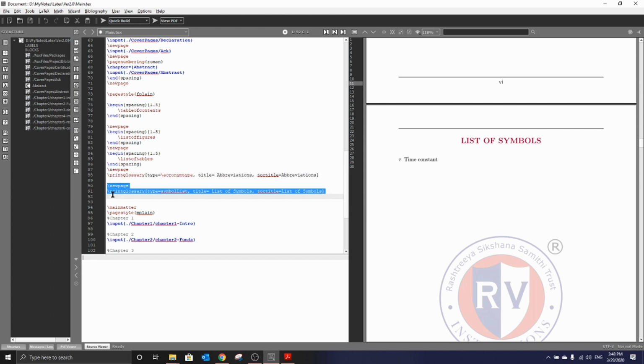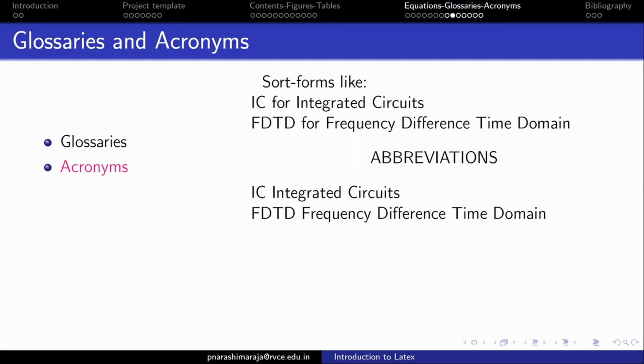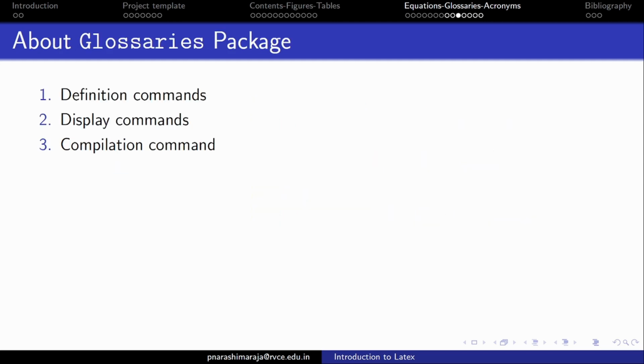Okay, so the remaining part of the video is for the people who want to define symbols and abbreviations in their report, and also for people who are interested in knowing about it. Both glossaries and acronyms have some commonalities, and we will be using a package known as glossaries to achieve these settings. I can split the commands from this glossaries package into three categories. The first one is the definition commands, the second one is the display commands, and the third one is the compilation commands.